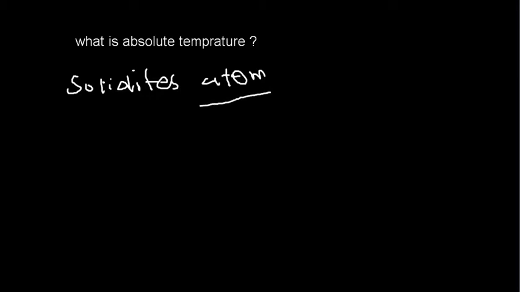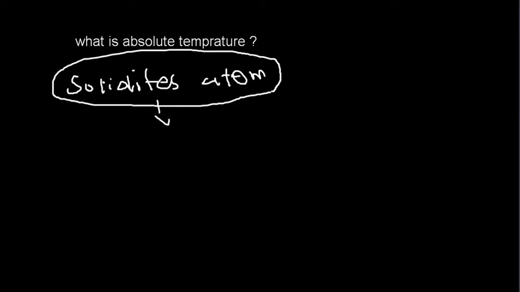Absolute temperature is a temperature that solidifies most atoms, I mean all the atoms perhaps present in the universe. So it is just a theoretical temperature. It is not achieved by anyone, but it is a theoretical temperature. If this temperature is reached, the atoms will stop moving, and atoms will have no movement at all.